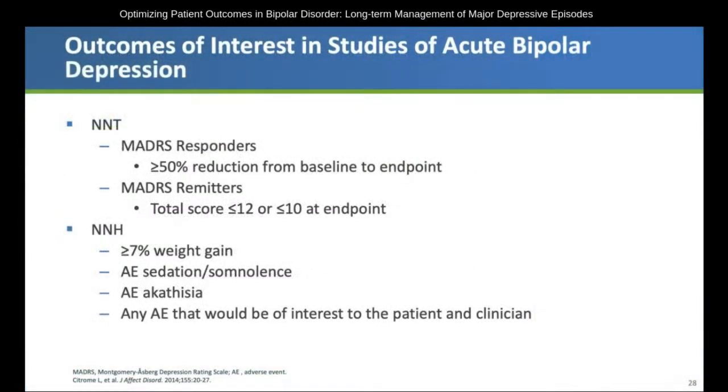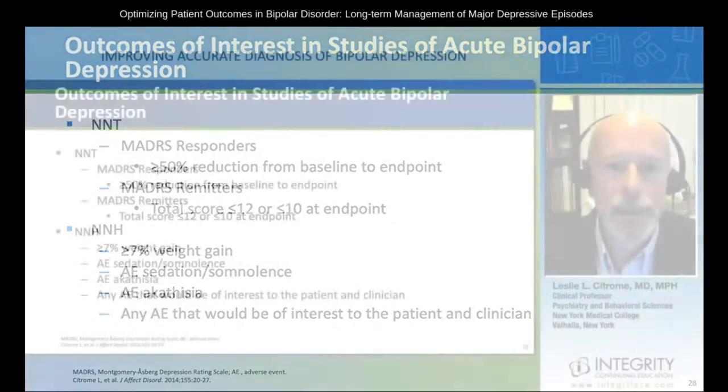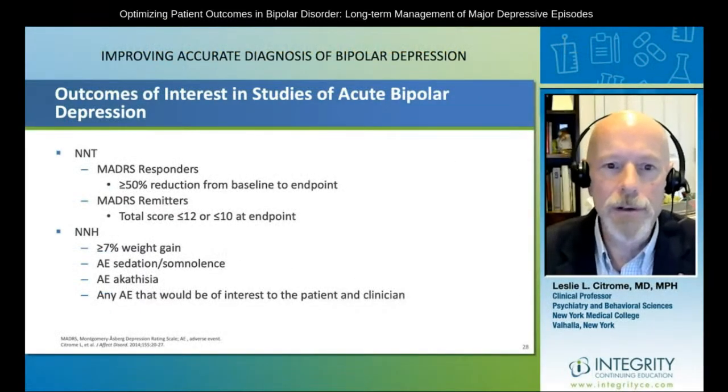So let's talk about the outcomes of interest in studies of acute bipolar depression. We can calculate number needed to treat for response and remission. We can define response on the Montgomery-Åsberg Depression Rating Scale as a 50% or greater reduction from baseline to endpoint. And we'd all agree that a 50% reduction is good. We'd want to see that. Even better, we want remission. That is a total score less than a certain threshold. And we can quibble on what threshold we want to use, 12 or 10 or 8, even lower. I like, of course, remitters to have no symptoms, but let's be realistic here.